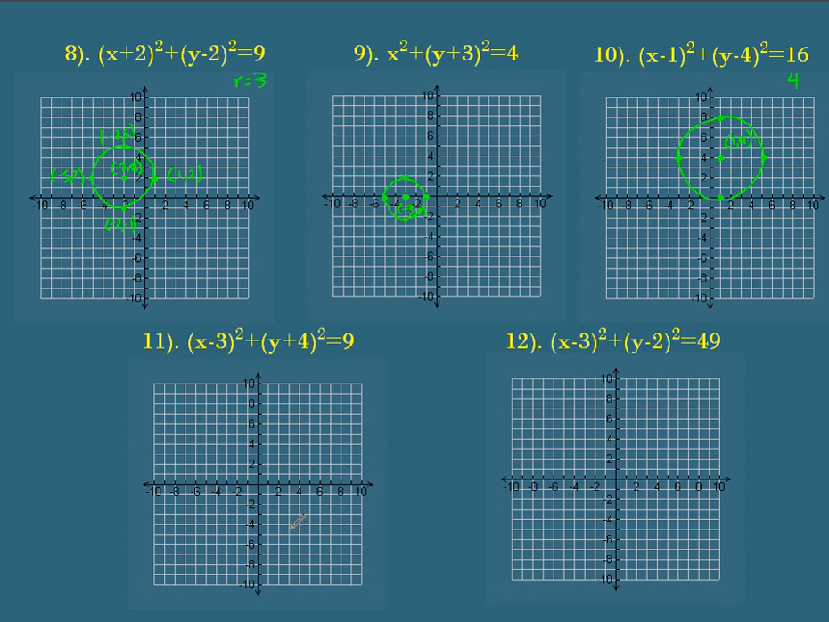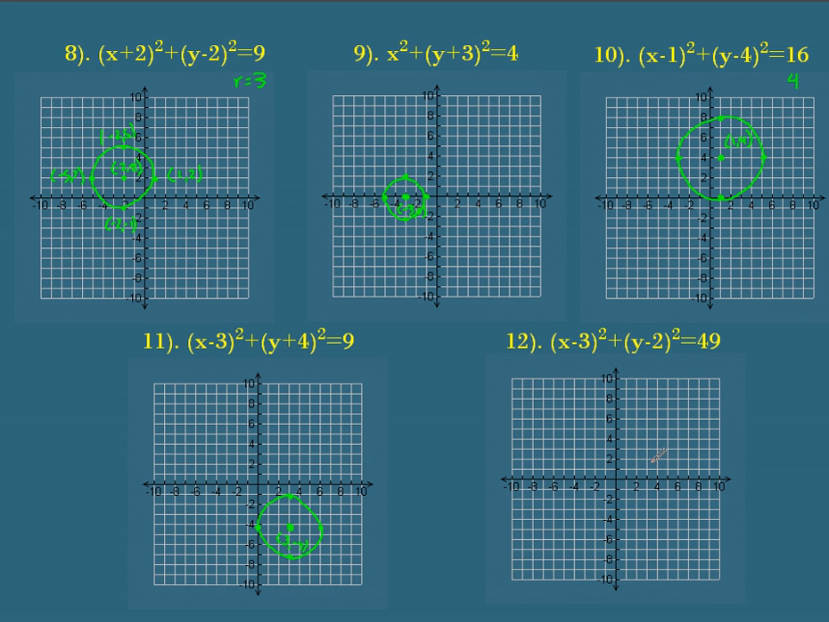Positive 3 and negative 4. So positive 3, negative 4, you're starting here in this quadrant down here. The square root of 9 is 3, so 1, 2, 3 in each direction. Your center was 3, negative 4, and we're going to connect the dots to make the circle.